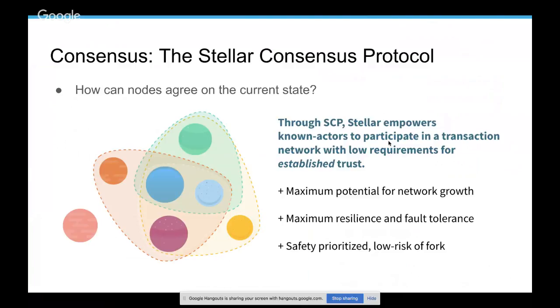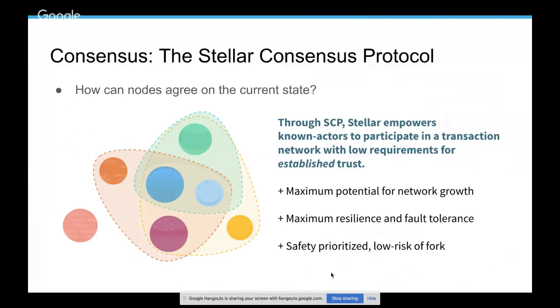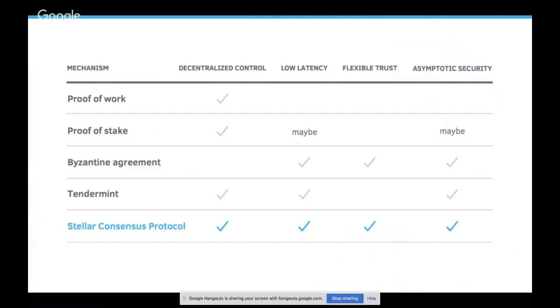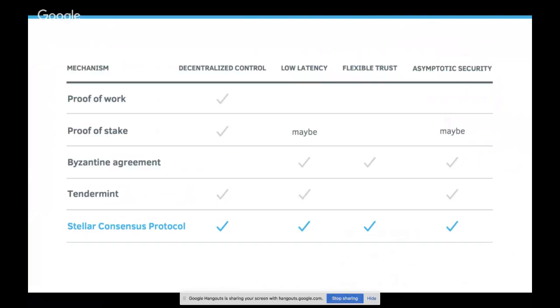And so some of the key benefits of this SCP consensus protocol versus proof of work or proof of stake can be seen in this diagram. And I'm sure you still might have some questions. This is pretty high level, and as Lisa was saying, there's a talk online that goes into a few more details.